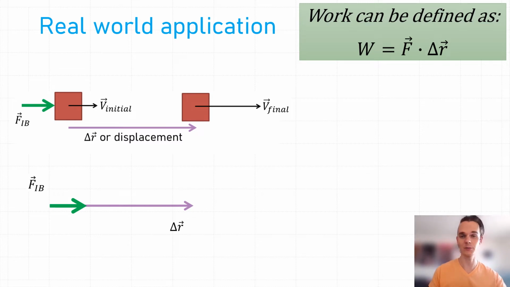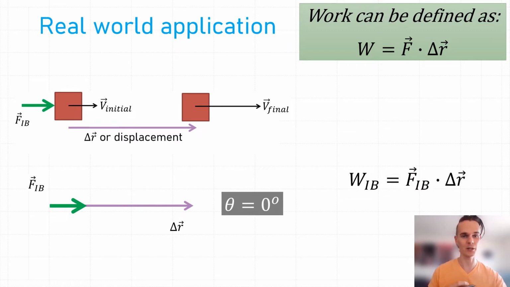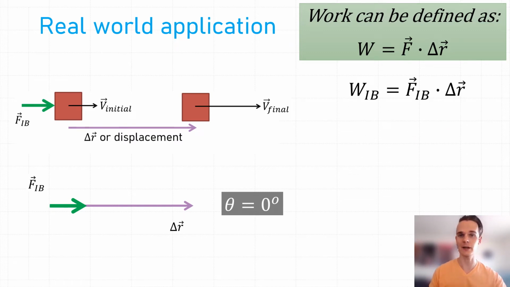The smallest angle between these two vectors when they're placed tail to tail is going to be 0 degrees. So let's plug that into the definition of the dot product. Remember that the work Ian does on the box is equal to the dot product between the force that Ian exerts on the box and the displacement vector of the box. So let's use the dot product definition to simplify the right-hand side.